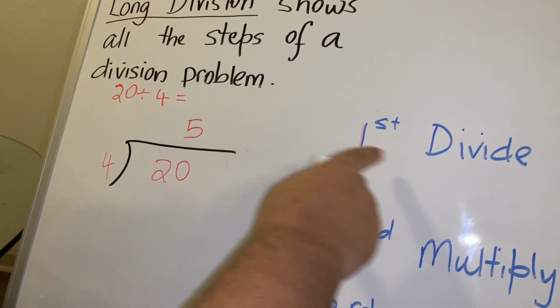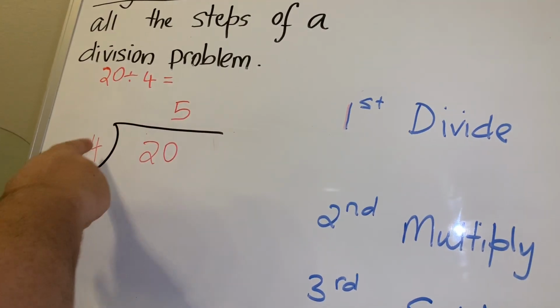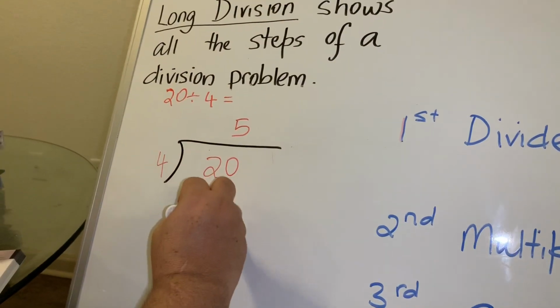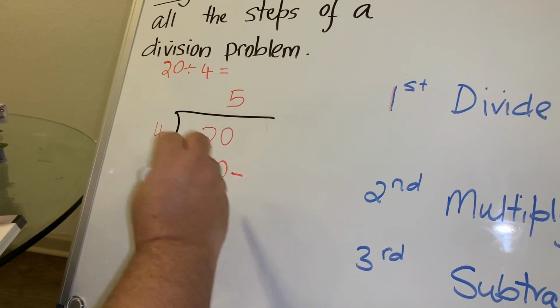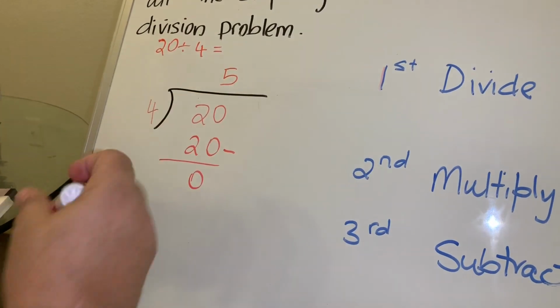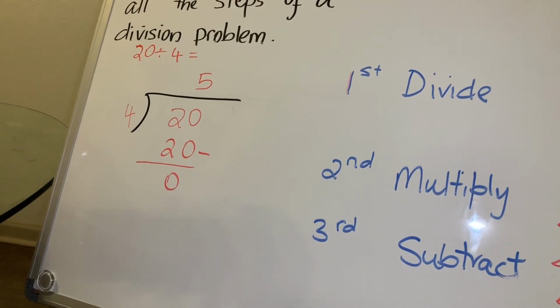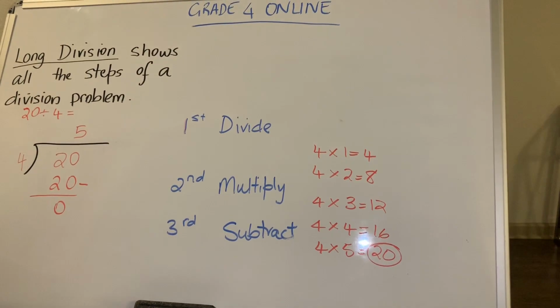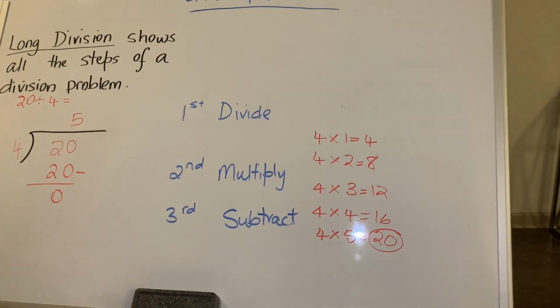So we've divided. Now we're going to multiply. 5 times 4, which is the same thing as 4 times 5, equals 20. Now we're going to subtract. When you take 20 from 20, you end up with 0. There is no remainder. That is a clean problem. Now, as I mentioned before, you're going to go to the next slide.